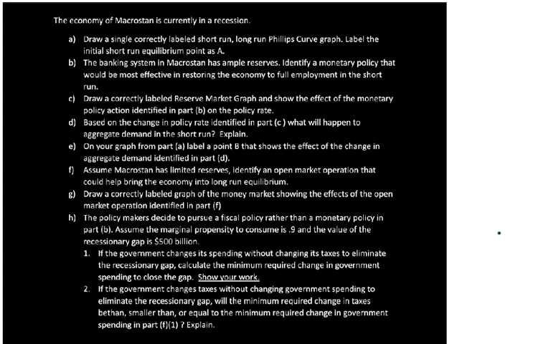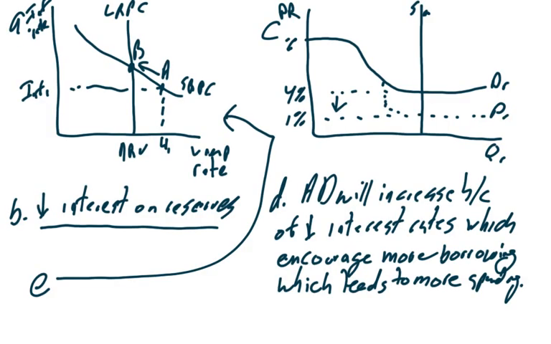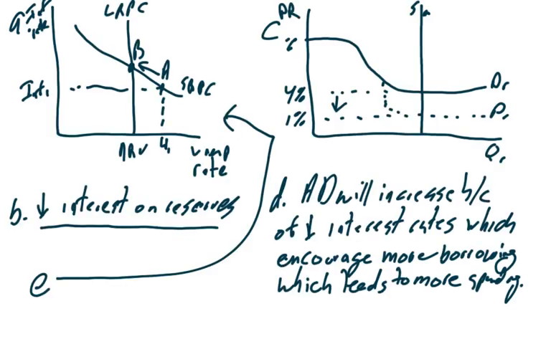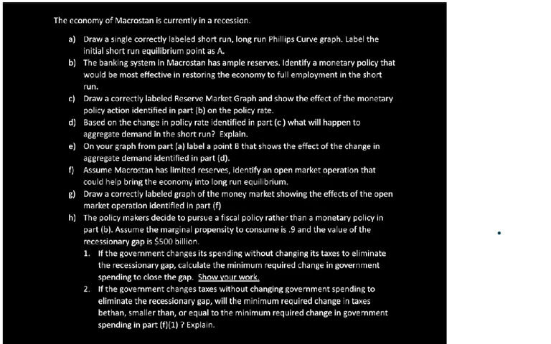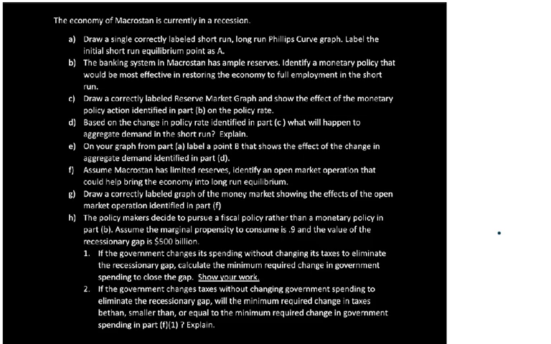F says, assume Macrostan has limited reserves. Identify an open market operation that could help bring the economy into long-run equilibrium. All right, so again, that's F, I believe. Yes, it is F. If they do have limited reserves and they're asking for an open market operation that could bring the economy into long-run equilibrium, in this case, they would have to buy bonds. All right, let's get moving.